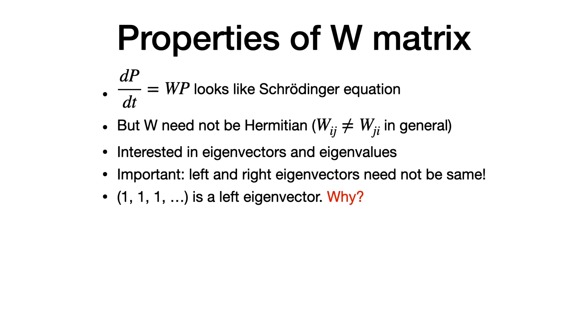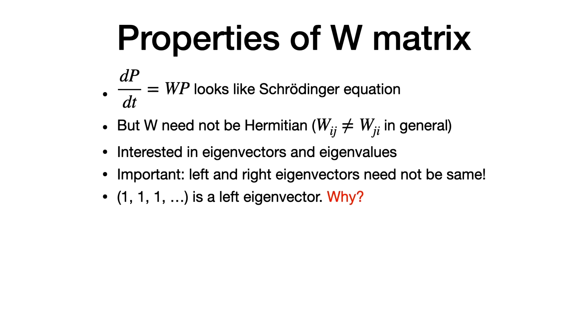Now, this equation looks like your Schrodinger equation. Right? But what is the difference? The difference is W need not be Hermitian. In quantum mechanics, your Hamiltonian is always Hermitian. But here, it need not be Hermitian. Why? Because Wij, the rate of going from i to j, need not be the rate of going from j to i. A particle can give birth to 2 particles, but 2 particles cannot join and become 1 particle. So it immediately breaks this, not true in general. I can always make a model where it is equal. If it is equal, it becomes Hermitian.